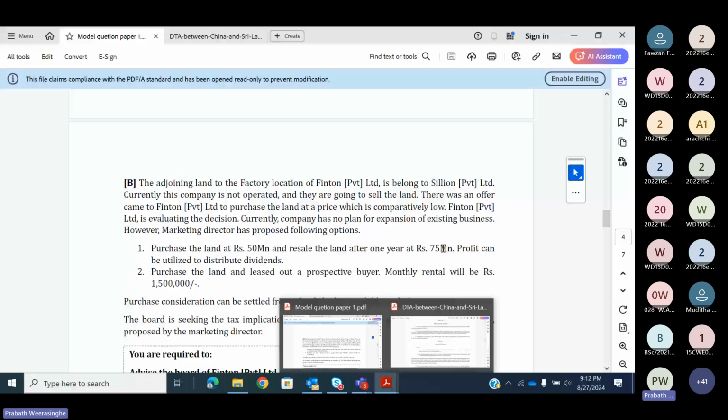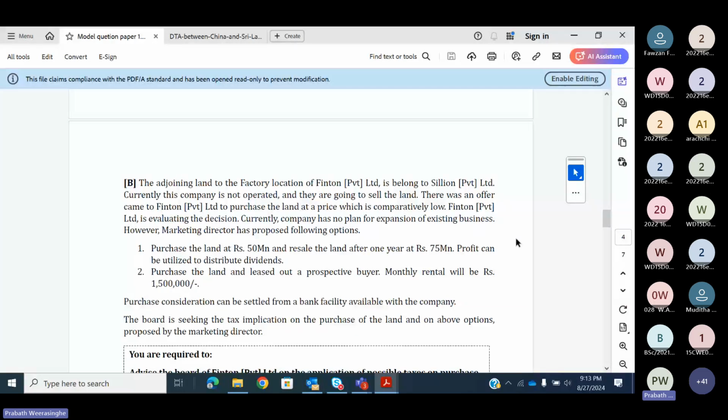One is to purchase the land at 50 million and resell the land after 1 year at 75 million. So the profit they can use to distribute dividends, right? So in such a case there are two options, and you have to evaluate them. They ask what type of taxes are liable and how. The first is they purchase the land and thereafter keep it as an investment, and they are going to sell it. So then the 25 million profit they get is taxed at 30%.